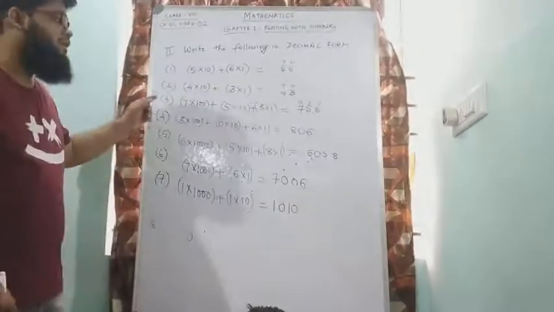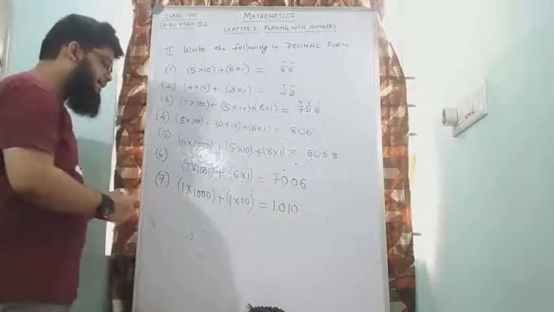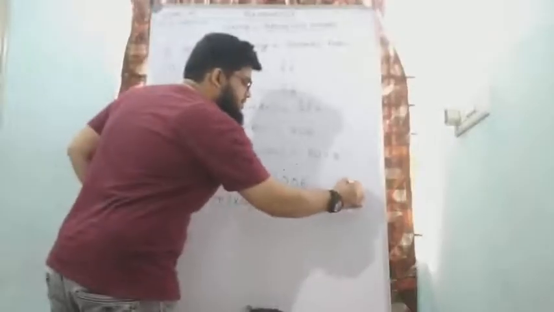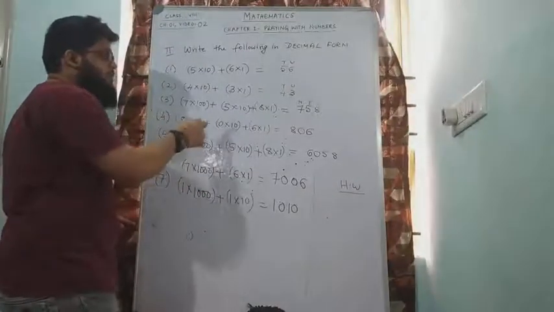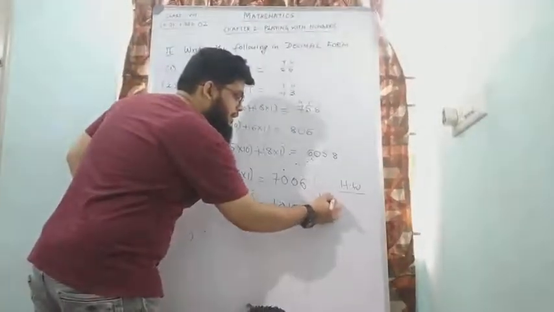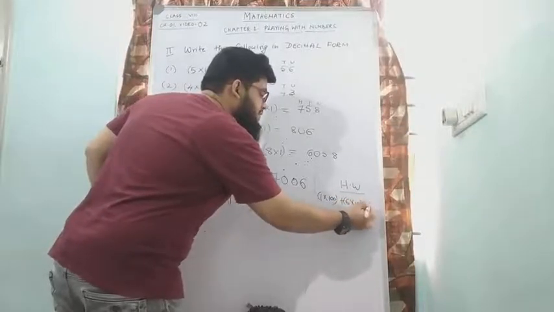I hope you have understood. In case you have any doubts, please reach out to me on WhatsApp and ask your doubts. Here I will be giving you some homework questions which I want you to convert from generalized form to decimal form. 1 into 100 plus 6 into 10 plus 4 into 1.